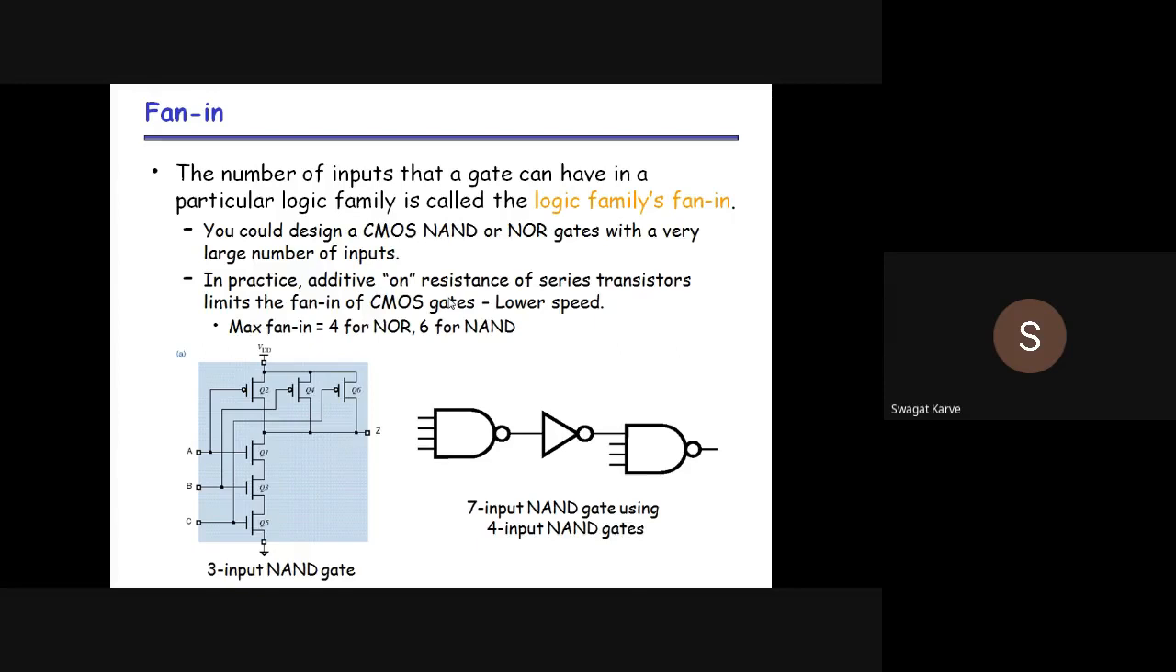So the number of inputs that a gate can have in a particular logic family is called the logic family's fan-in. Ideally we are talking about there being infinite inputs that a gate can accept, but in a practical scenario it is not the case. Every logic family has a fixed number of fan-in, right?